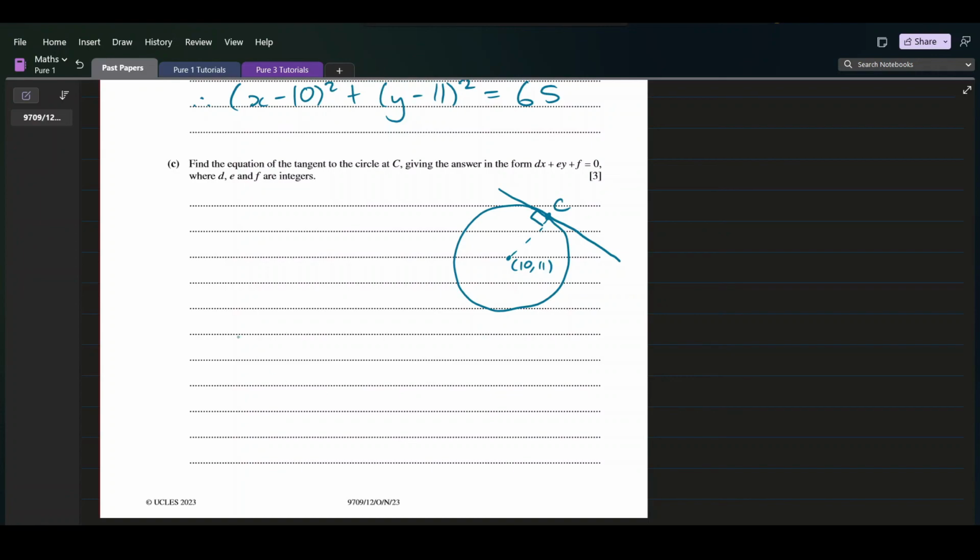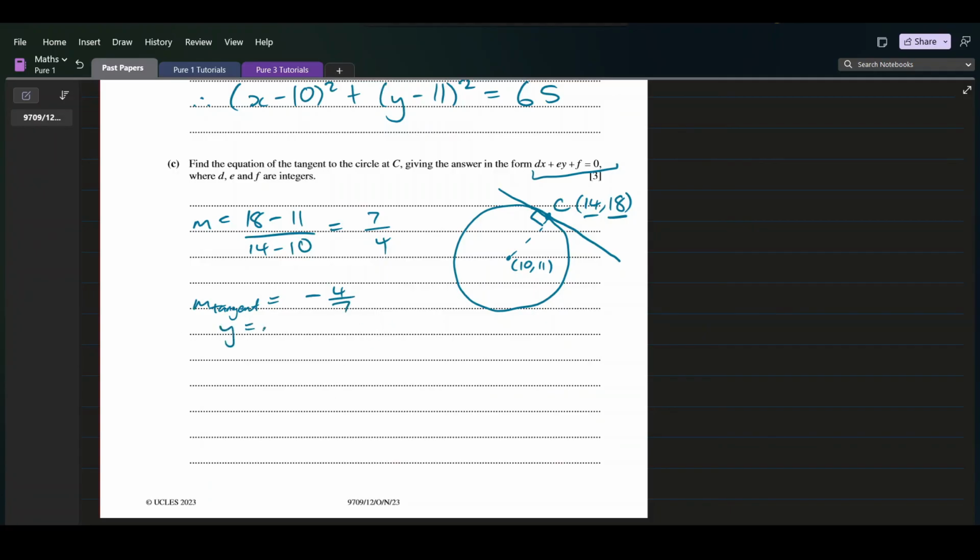So to get the equation of a line, we need a gradient and a point. We already have the point C, which is coordinates 14, 18. So now we need the gradient. Since the tangent is perpendicular to the radius, we can find the gradient of our radius from the center to C. So that would be 18 minus 11 over 14 minus 10. And that's 7 over 4. And so the gradient of the tangent, m tangent, is the negative reciprocal, so that's negative 4 over 7.